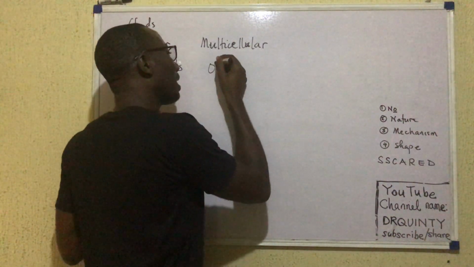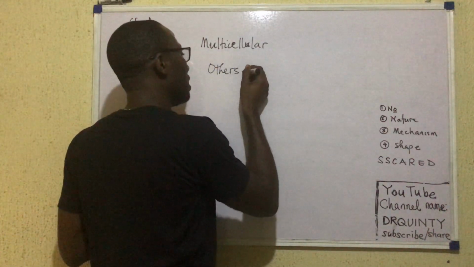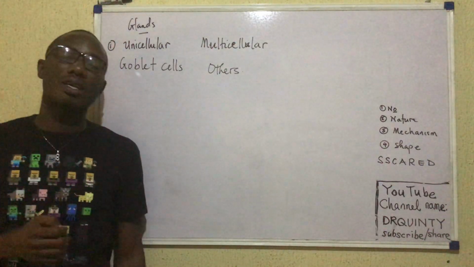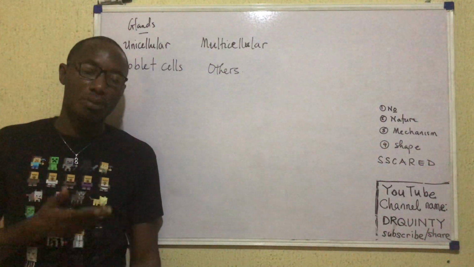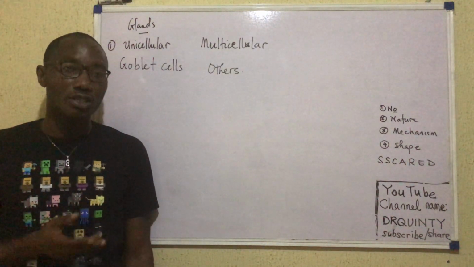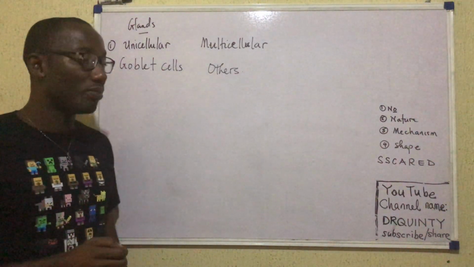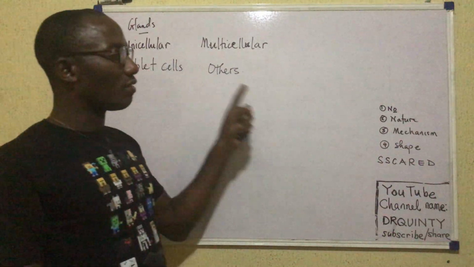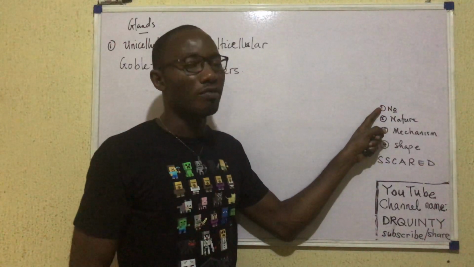Then the other glands that we have commonly are multicellular. Like I already said, unicellular glands are not common, but multicellular glands are everywhere. Even though unicellulars are not common, do we have an example? Yes, the goblet cells. So away from that, classification according to number of cells.